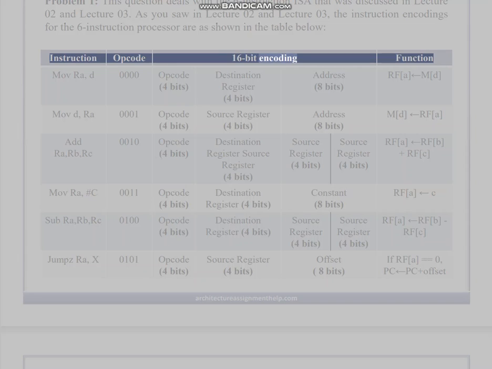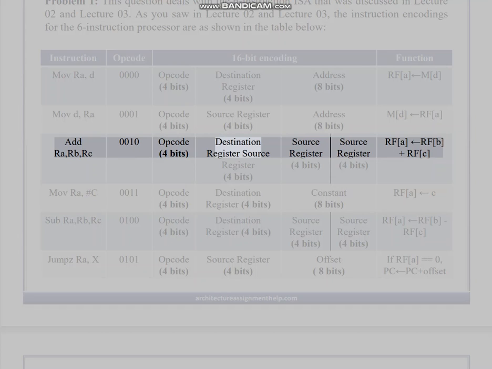Instruction, opcode, 16-bit encoding, function. MOVRA D: 0000 opcode, 4 bits, destination register, 4 bits, address 8 bits, RF[A] = M[D]. MOVD, RA: 0001 opcode, 4 bits, source register, 4 bits, address 8 bits, M[D] = RF[A]. Add RA, RB, RC: 0010 opcode, 4 bits, destination register 4 bits, source register 4 bits, source register 4 bits, RF[A] = RF[B] + RF[C].